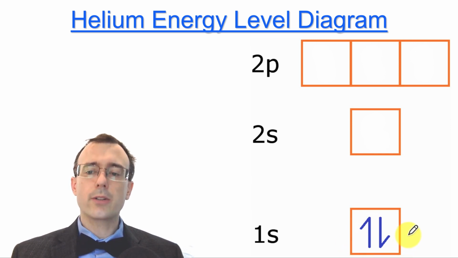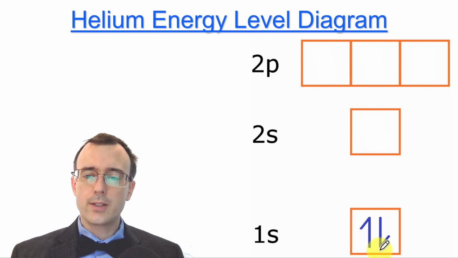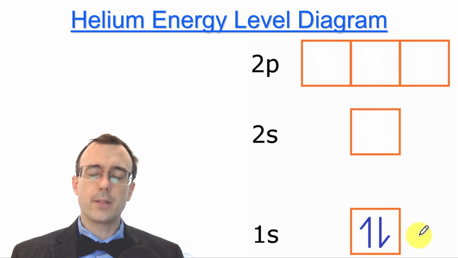Notice that those 2 electrons are opposite in spin. One is spin up and the other one is spin down. That's very, very important, okay? You cannot possibly write them both up or both down. They have to be one up and one down.